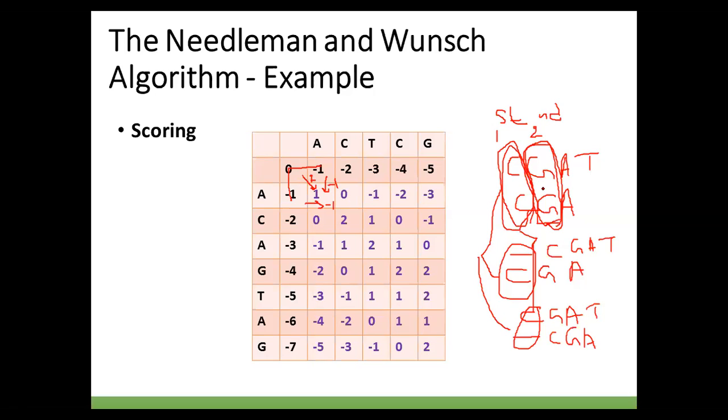So now for the second position also we have to look at the possibilities. 3 possibilities. There's a gap in the first sequence, and there's a gap in the second sequence, and there are elements in the G and G. These 3 possibilities scoring values are marked here: -1, -1, and 1. This is 1, -1, -1.